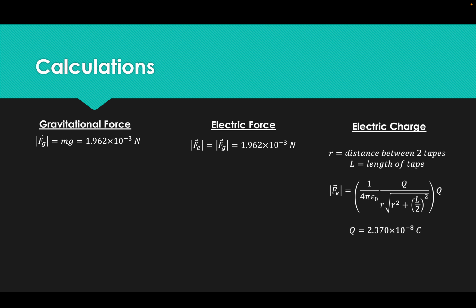So here are the calculations that were performed for this lab. The gravitational force was found to be 1.962 times 10 to the negative 3 newtons, and the electric force was found to be the exact same. This makes sense because the tape was floating in equilibrium. And the electric charge was found to be 2.37 times 10 to the negative 8 coulomb. And that equation that was used there was for the electric field of a rod.